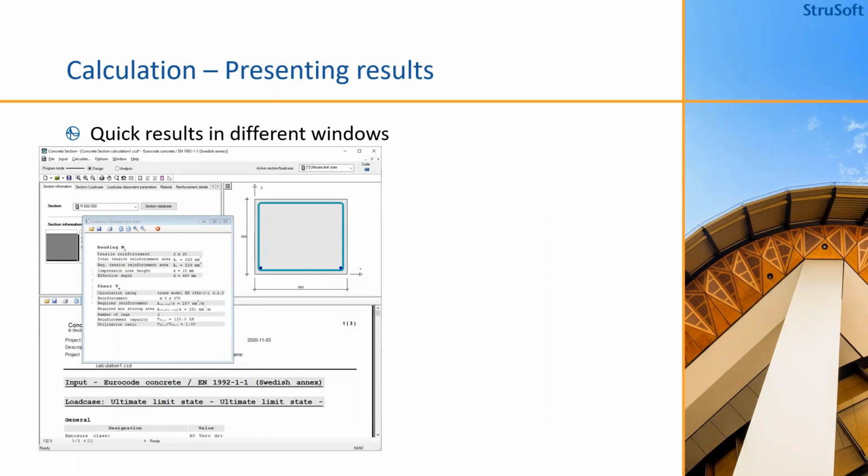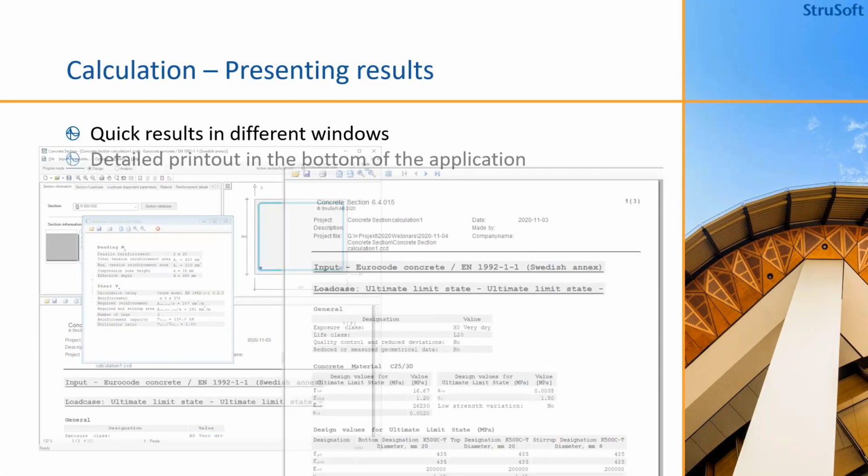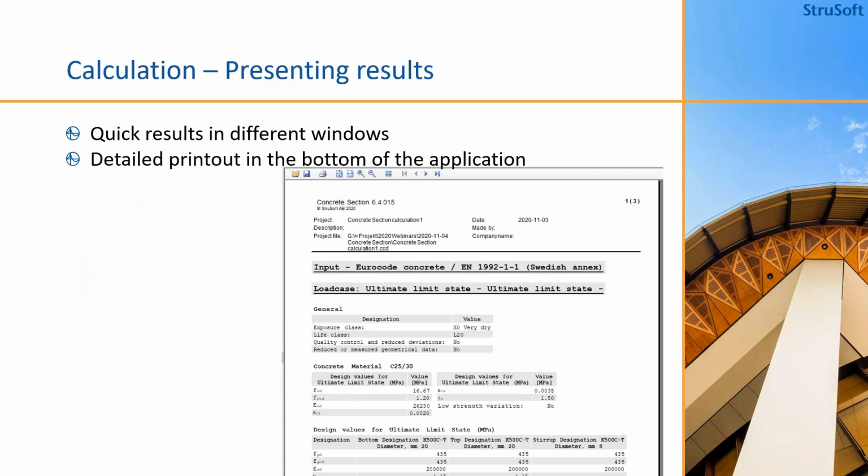If we take a look at the results, there is one quick result that is showing when we've done the calculation, where you can just see the amount of reinforcement that was needed in this design, and with regards to bending and with regards to shear. It is also possible to get the detailed printout, and that is shown in the bottom of the application, and that will be updated when you do the calculation.